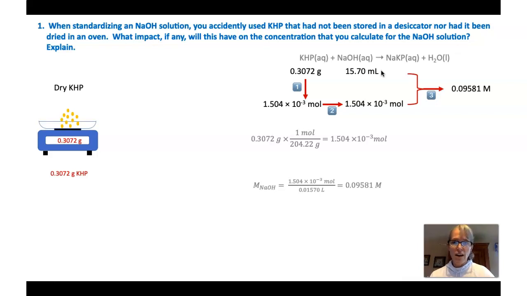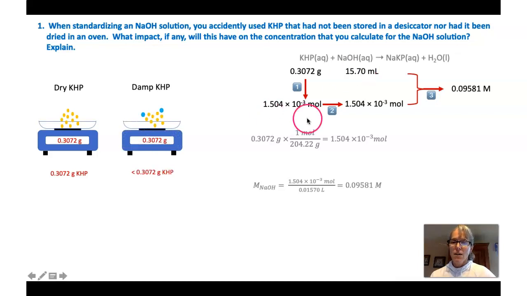Now let's throw this error in, okay? And the KHP now is damp. All right, so that means that this 0.3072, that's not right. We actually have less than that. But we're going to use the 0.3072 because we don't really know any better. So this number here is too high. Okay, 0.3072 is too high.